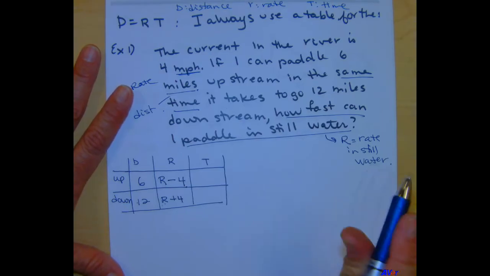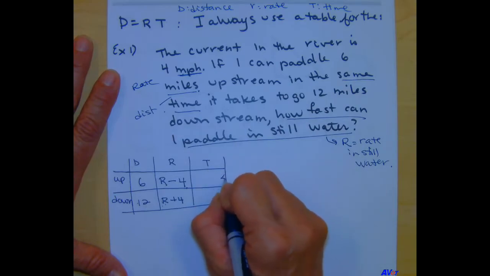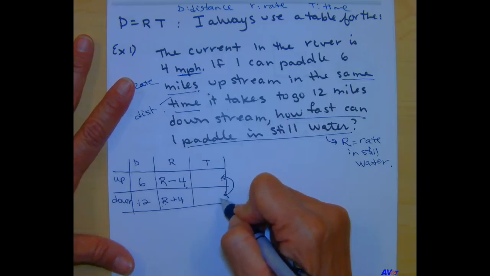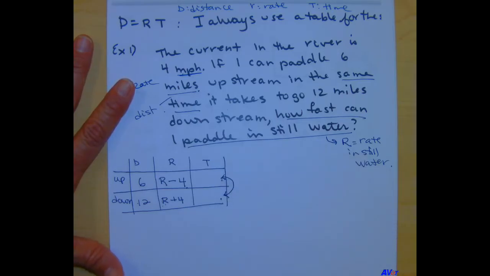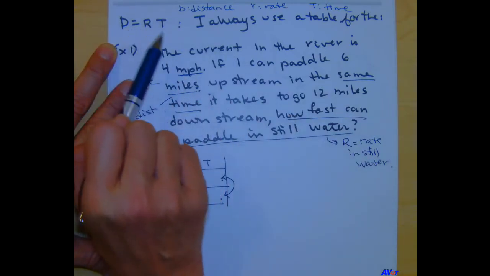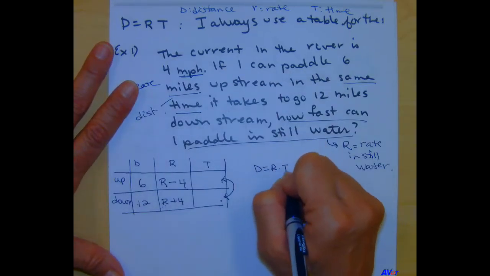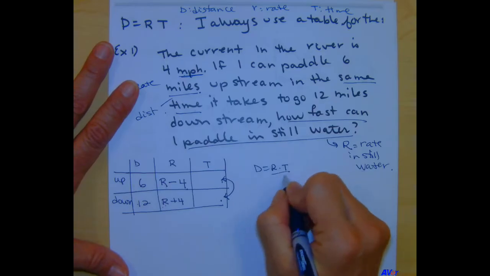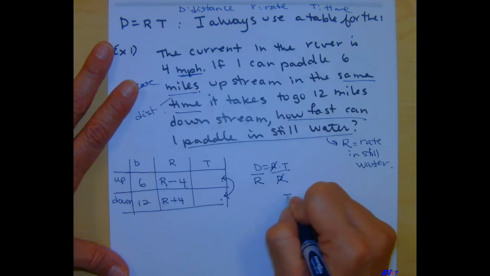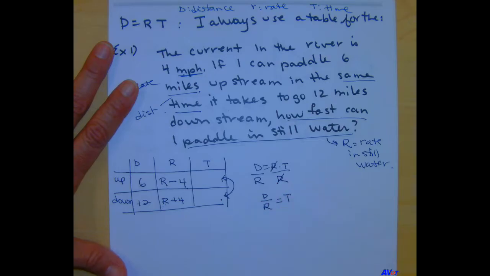Now there's something sneaky in here. In the same time, so the time in this cell has to equal the time in this cell. So my time upstream is the same as my time downstream. Okay, so here's what we're going to do. You see our formula up here? Distance equals rate times time. Let's solve that for time. So distance equals rate times time. So if I solve that for time, I would divide both sides by R. So time equals distance over rate. Is that okay?